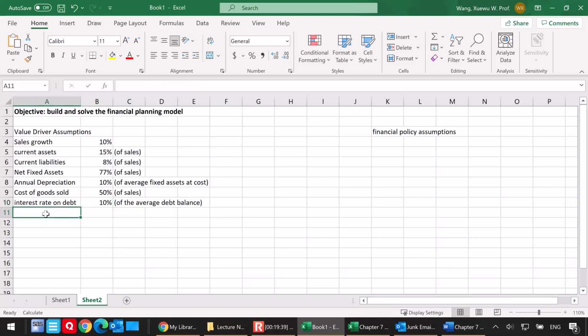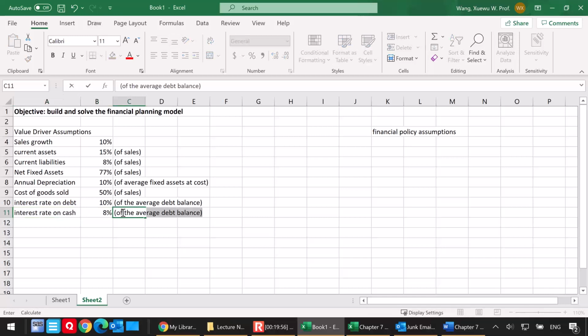So we also have cash. The company is going to earn interest on cash. So let's look at the interest rate on cash, and let's just say the company is going to earn 8% interest on cash. And this again is 8% of the average cash balance. So that means we're going to look at the cash for this year, look at the cash for next year, and then we take the average of the cash, and then we multiply that by 8%. We get the interest payment over the course of this period.